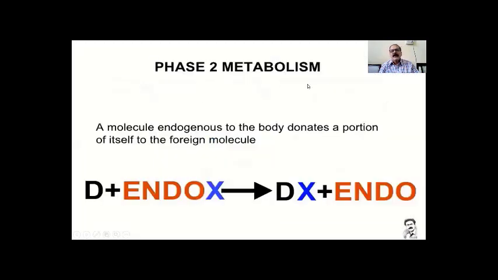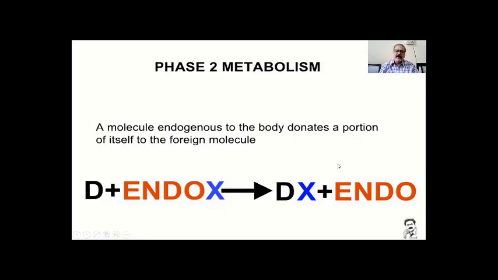In phase 2 metabolism, a molecule endogenous to the body donates a portion of itself to the foreign molecule. Let us imagine this is the drug, which I am calling D. Our body also has enzymes and all chemicals, which are called endogenous material. Let us imagine the body has some X factor. What happens in the body? The body will donate this X to the drug. So the drug and X will both attach and you get a new compound which is called DX. This DX is water soluble. So then it can be easily thrown out.